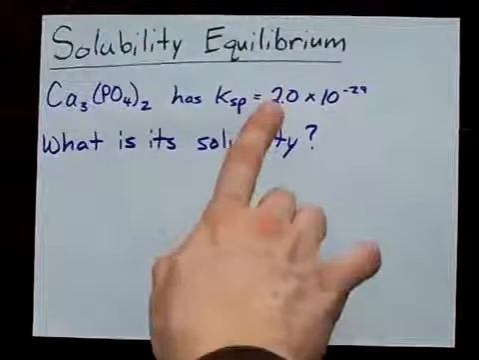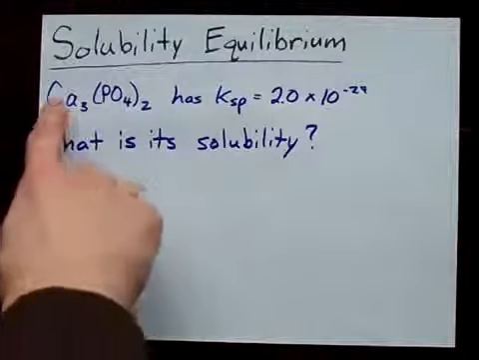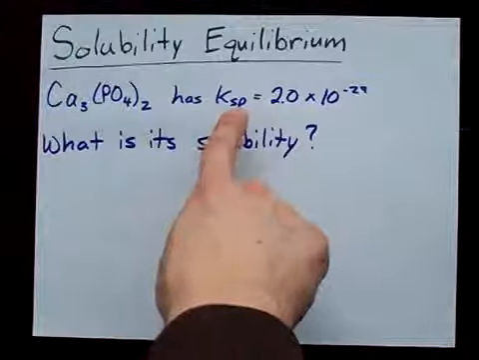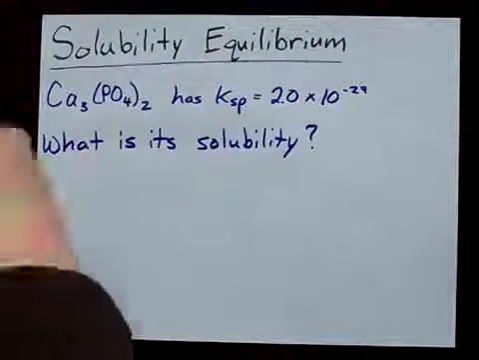Alright, how does equilibrium play a role in solubility? Here I'm given that calcium phosphate has a certain equilibrium constant when it's dissolving in water, but what does that mean? And how do you use an ICE table to solve it?